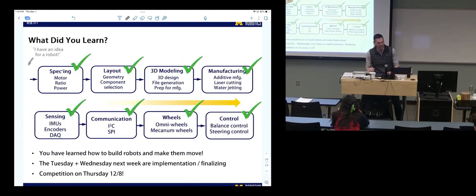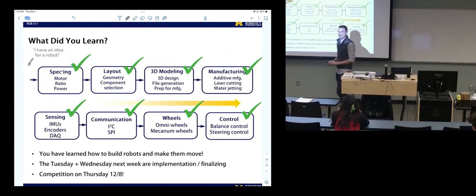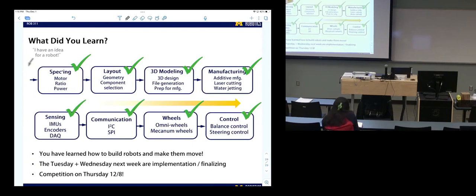Okay, the last thing I want to say is this slide. This is everything we learned in this class. Over the entire semester, you learned this process: specing, how to make the decisions up front, how to create a layout for different robot applications. We've seen a few different ones. We did 3D modeling, file generation, manufacturing, sensing, communication, the whole thing. Do you feel like these are all check marks? Sweet. If you do, then I think you have learned how to build robots and make them move. I hope that this class, in addition to providing a deep dive on one rather sophisticated robot, the ballbot, gives you a foundation that you can use to build robots in the future. That's the game.